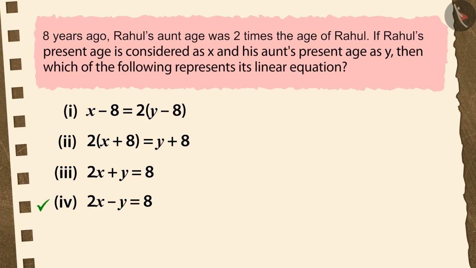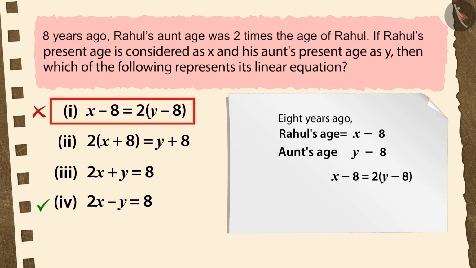Let us now see why and how the other options are wrong. The first option is incorrect because, in order to keep Rahul and his aunt's age equal, we have to double the age of Rahul, as the aunt's age is already double. But in this option, the aunt's age was doubled further, making aunt's age 4 times. So, this option is wrong.